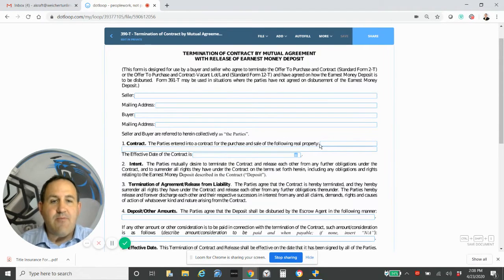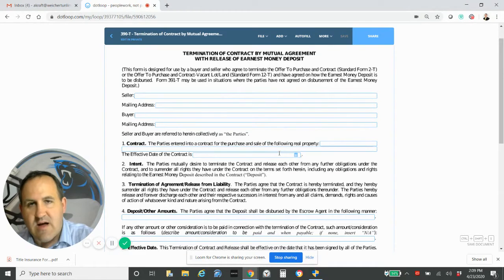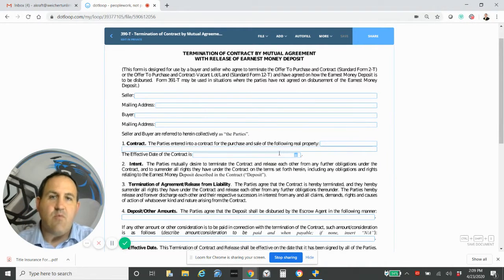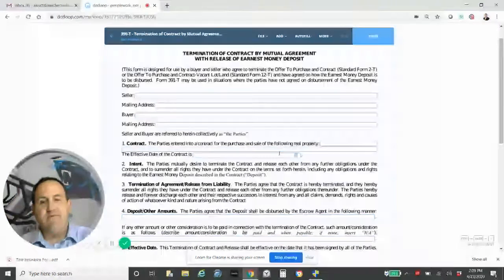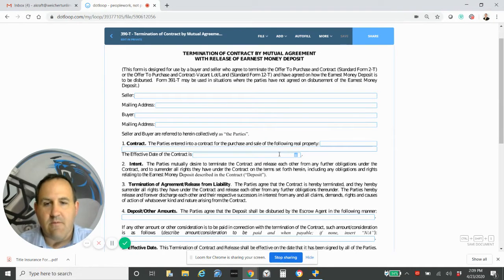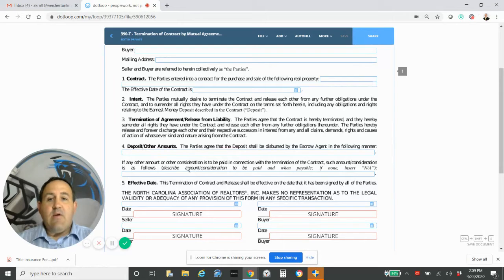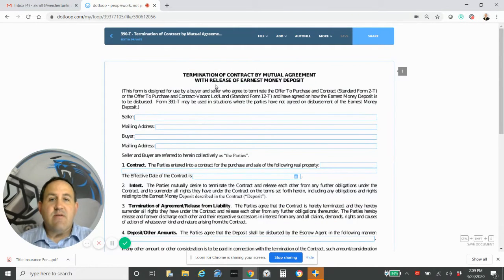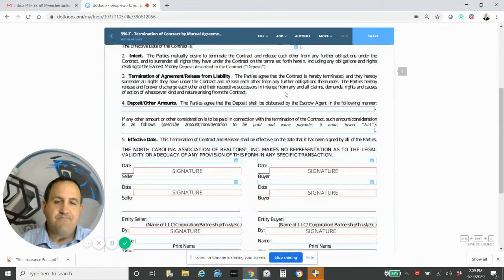The property address, what property is this for, and what was the effective date of that contract. So the effective date was the final day it was signed, or the last person to sign it. What day was that? That's your effective date. All right, so put that date in there. Then we have the deposit, because remember, this is the termination by mutual agreement and release of the earnest money. All right, so the earnest money, if there was earnest money, it has to get released. It can't just sit there. It's got to get released one way or another.